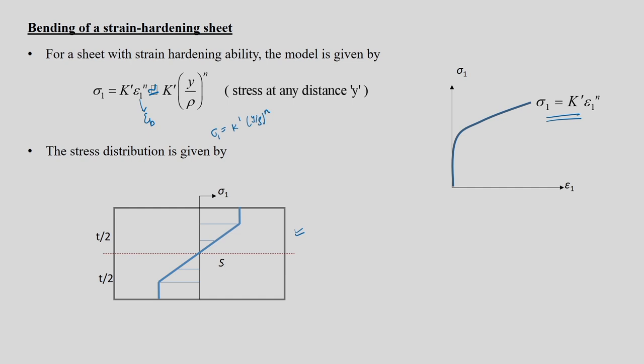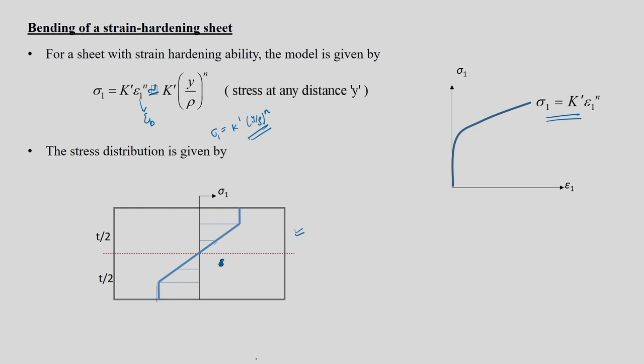The stress distribution can be drawn schematically in this fashion. So, t by 2, t by 2, this will not come. It is going to vary in this fashion and come down like this. This would be your sigma 1 distribution for a general material model, sigma 1 equal to k epsilon power n.